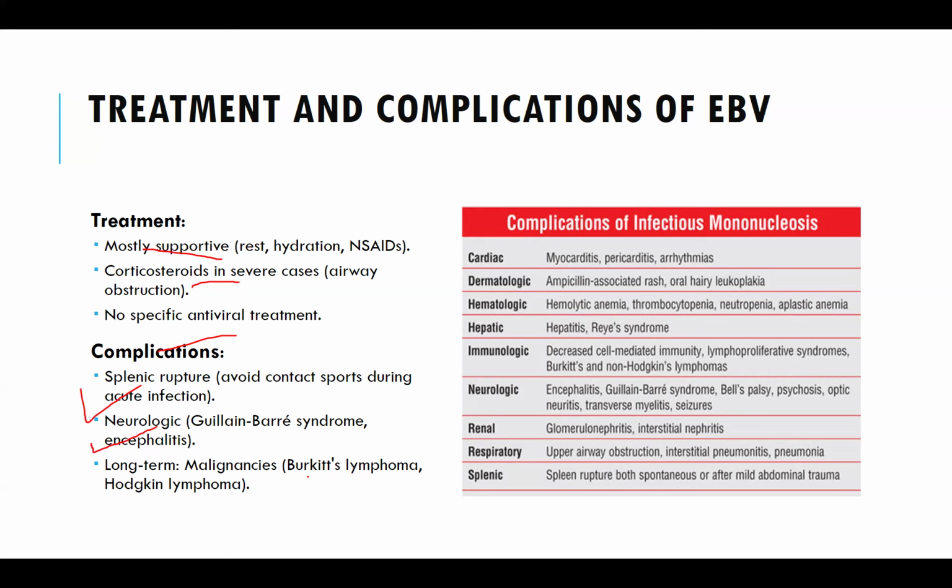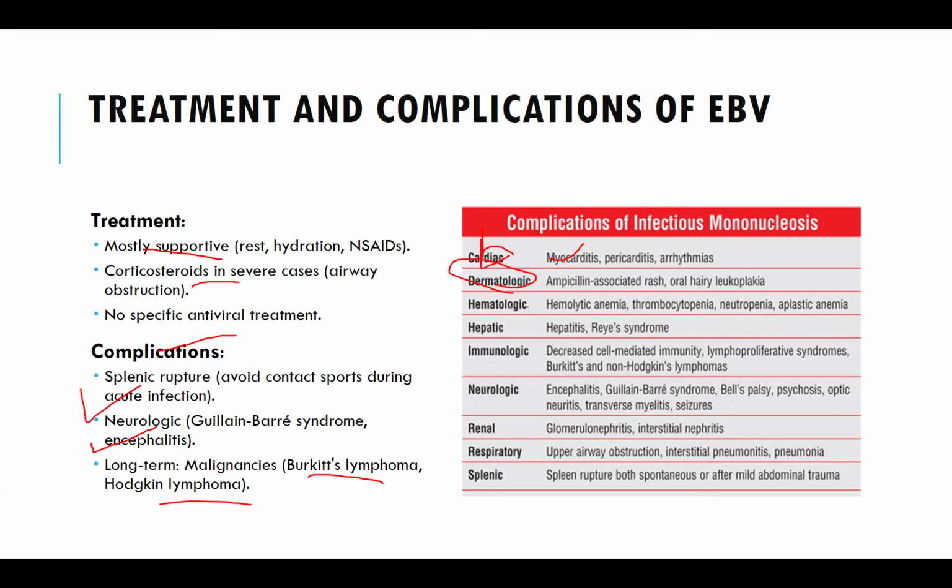And in the long term, we've seen it being associated with Burkitt's lymphoma, Hodgkin's lymphoma, and oral hairy leukoplakia, especially in HIV patients. And it has more complications. When you go to the cardiac, that is the heart, it can give you myocarditis, pericarditis, even arrhythmias. In the skin, we usually get what we call the ampicillin-associated rash. So when you have EBV, some patients do self-medication. When you treat with any penicillin, there's a rash that you can usually get, maybe because of a drug reaction, and usually it occurs once, but doesn't occur on reuse of the medicine.